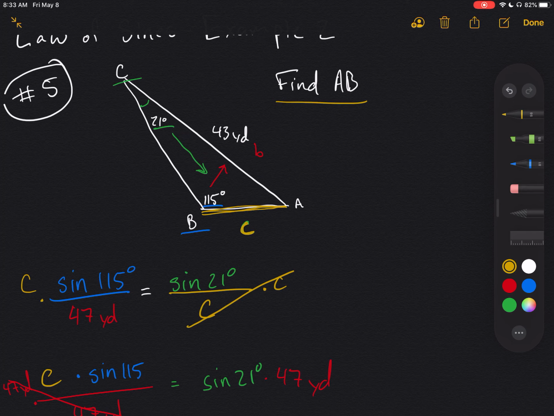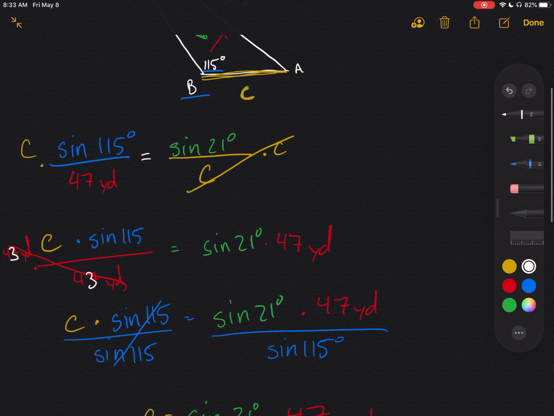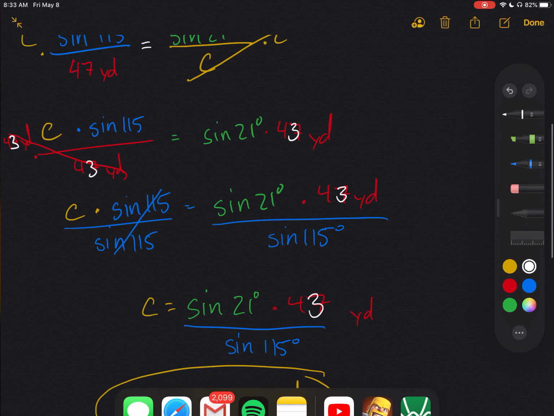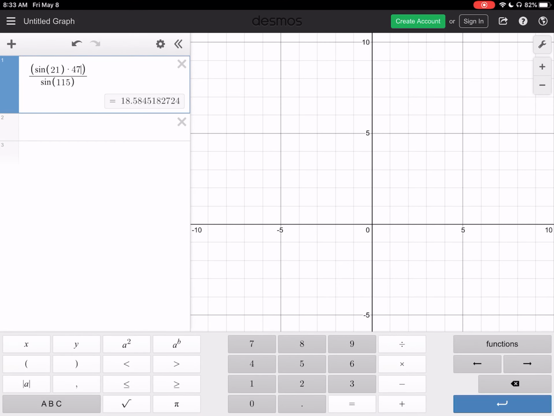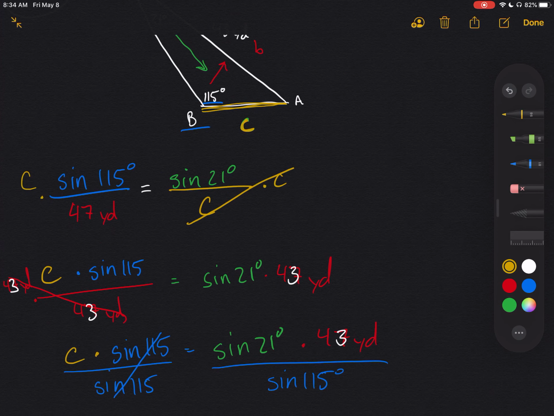And I'm realizing now that I used the wrong value the entire time for yards. That should have been 43 yards. So 43 yards, 43, that's on me. And let's see what happens if we change that. I think it's supposed to be 17 if I'm not mistaken. Yes, 17. Sorry about that. We all make mistakes, especially early in the morning. 17.00 yards. So this length here is 17 yards.